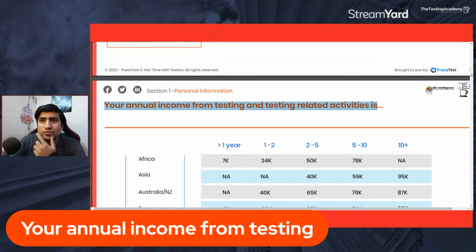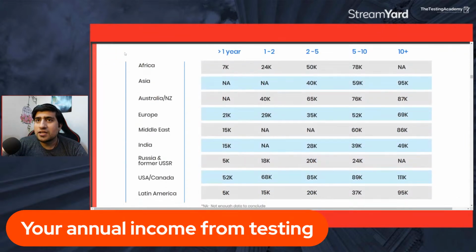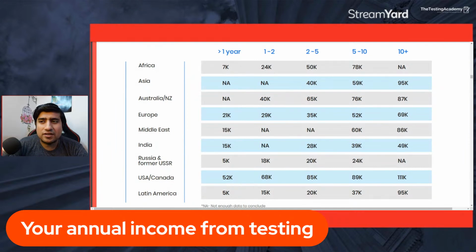In this report, let me go through this. I think you are able to see it. For India, if you have less than 1 year of experience, you will be getting around 15k. It's in dollars, guys. So 15k dollars, I think it's around that. Let me check.